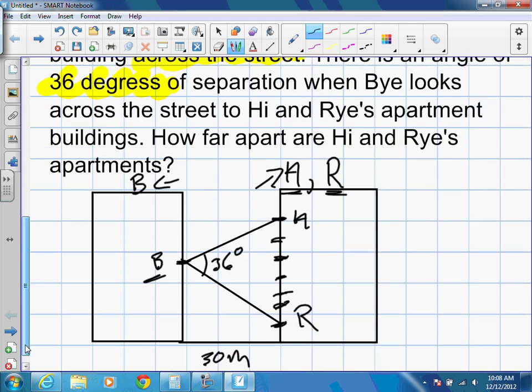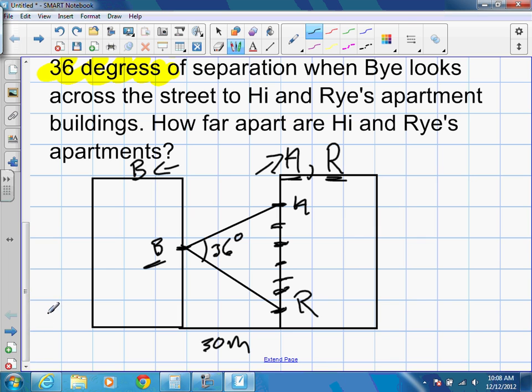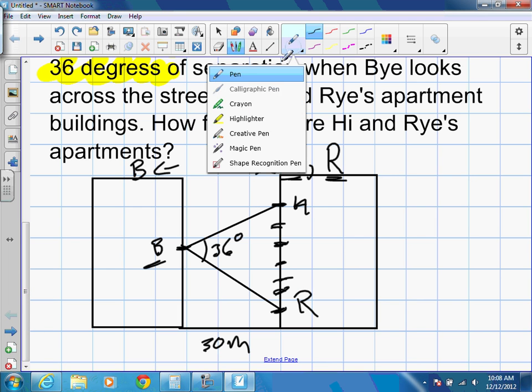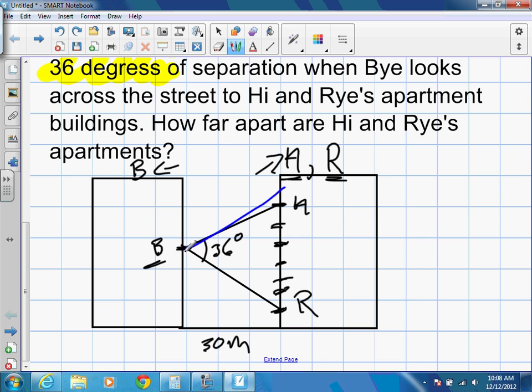So here's our diagram. Now, what we are going to do is we're going to split this acute triangle into 2 right-angle triangles. The reason we're going to do that is because we actually know the distance from here to here, it's 30 meters. So we're going to draw a line across, cutting it down, not the middle because they're not identical in how far apart they live from each other.